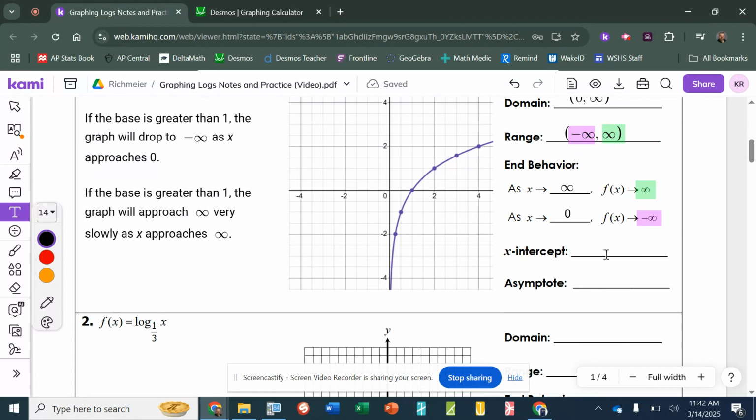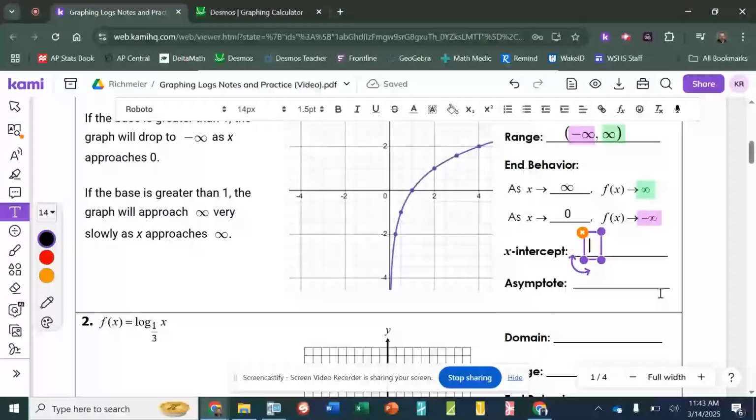Now, another thing that's of interest to us is our x-intercept. Remember, intercepts are always points, and you should always list them as such. If I go to my x-intercept here, it looks like I have an intercept at about 1, 0, because there's 2, there's 0. Halfway between it would be 1, so I'm going to say I have an x-intercept at 1, 0.